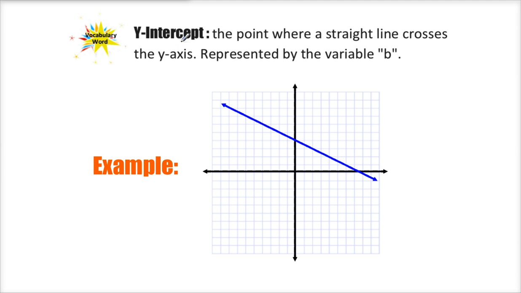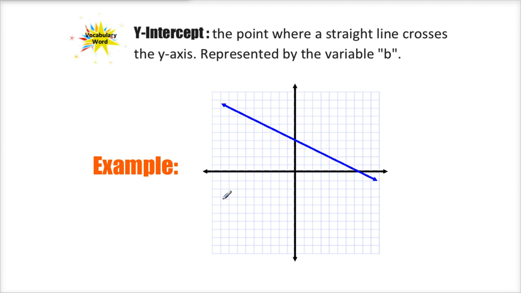It's y-intercept. Now the y-intercept is the point where a straight line crosses the y-axis. And the y-intercept is represented by the variable b. So remember, slope was the variable m, y-intercept is the variable b. Don't ask me where they came from, but that's what it is.